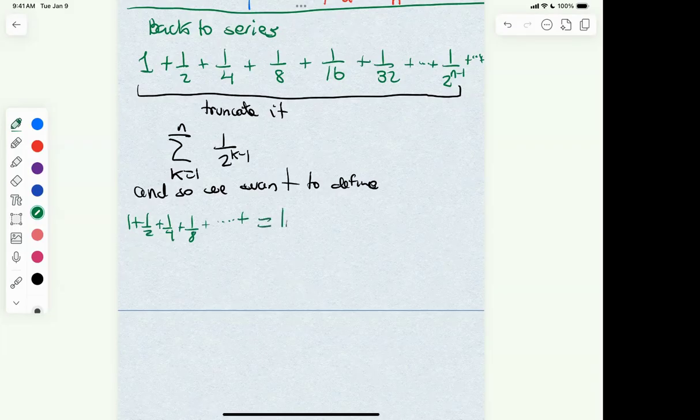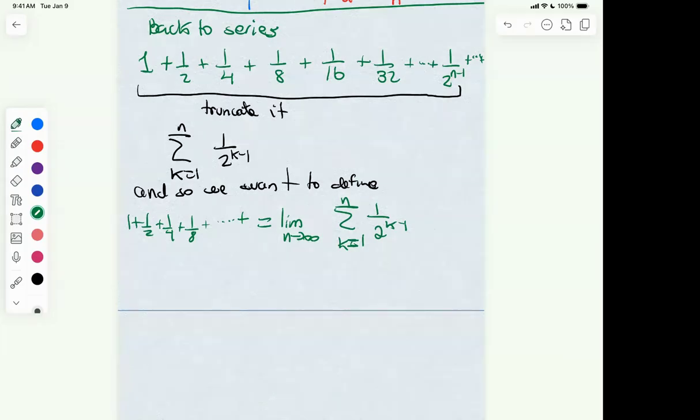You want to define this as the limit as n goes to infinity of what I just wrote. So you add the first few terms of the sequence up to the nth term. That's going to be called a partial sum. I'll at least tell you the name for that, and that's where I'll restart the next class. So this is called a partial sum.